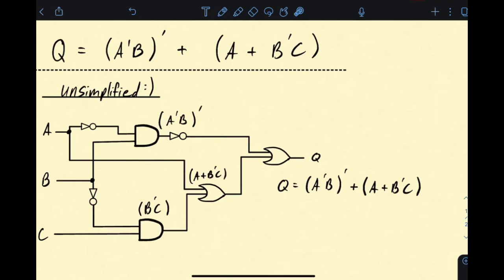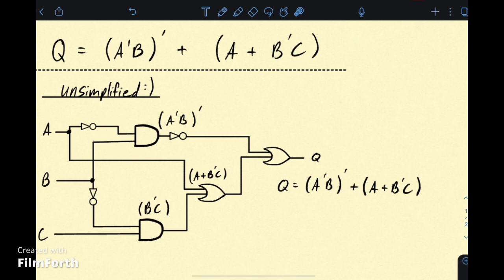Hello, so in this video I will be demonstrating me creating an all NAND gate circuit using this equation. My equation is Q equals parentheses, complement of A and standard B, that being ORed with parentheses A or complement of B and C.